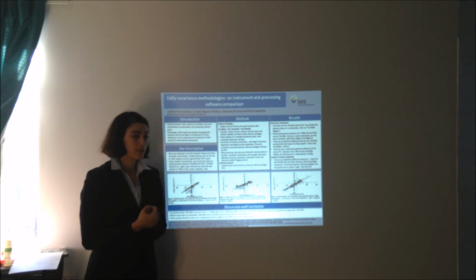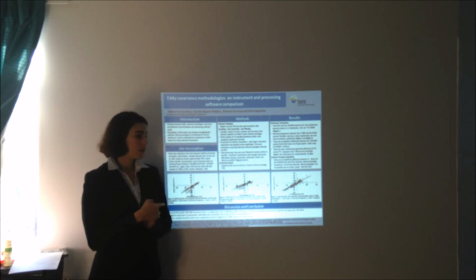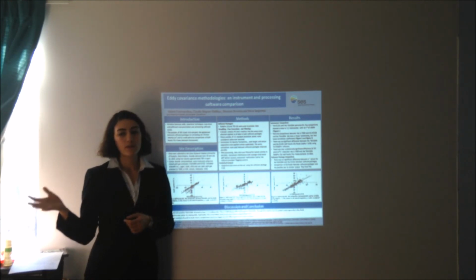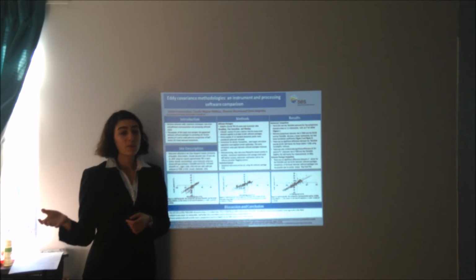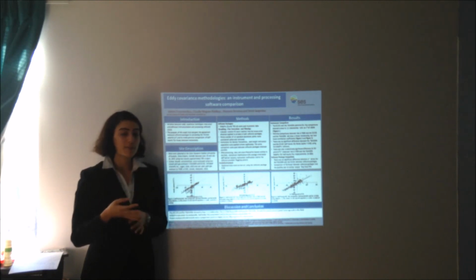As far as the instrument comparison goes, we found that the EC155 and the trace gas analyzer showed a strong correlation to each other, which makes sense because they were mounted on the same tower. However, when they were compared to an instrument mounted on a different tower, there was a little more variation. The only way to determine whether this variation was because of the instrument or because of spatial heterogeneity of the field would be to move them all to the same tower, and that is something we can look to do in the future.